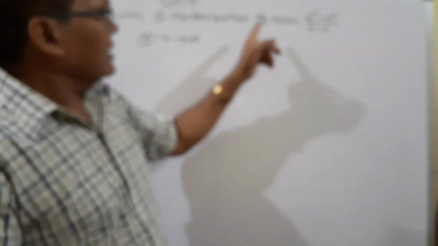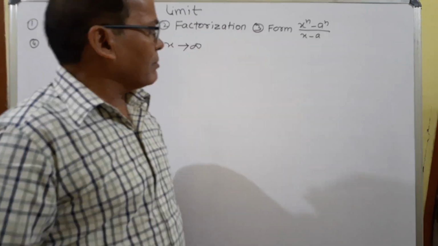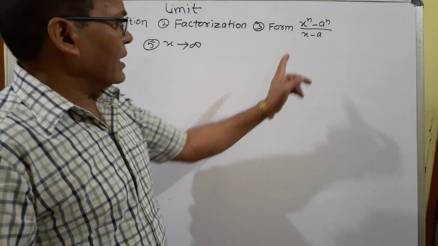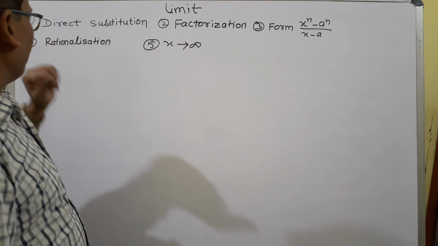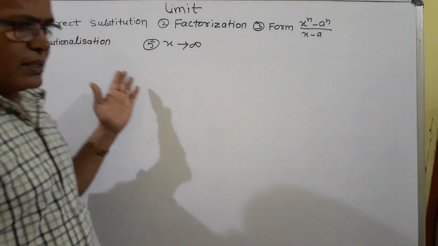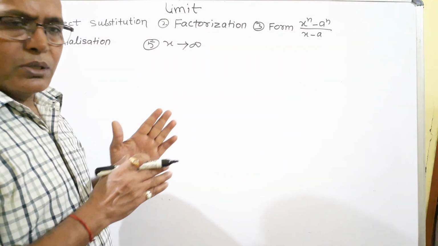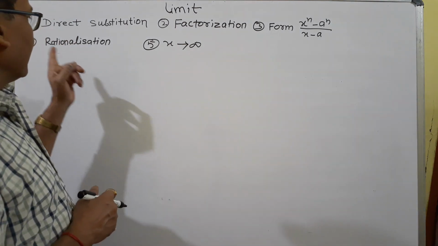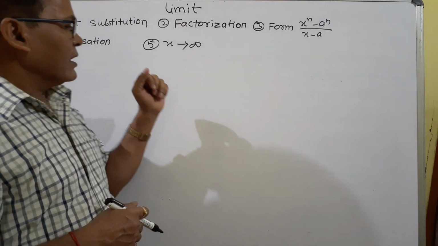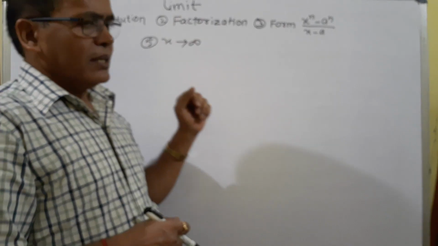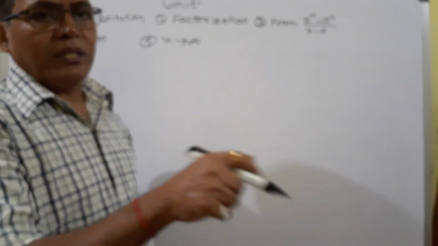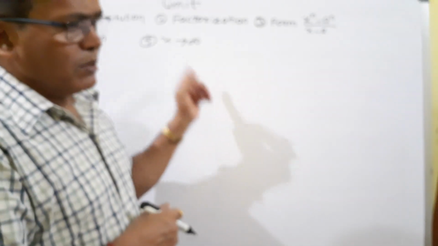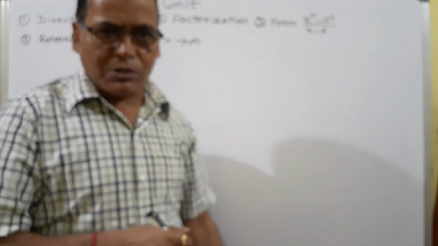One way is the direct substitution method. Number 2 is the factorization method. Number 3 is in the form of x to the power n minus a to the power n divided by x minus a. Number 4 is rationalization. If it is in the form of a root, we will rationalize. And then one more method: if x tends to infinity, then how we will solve.